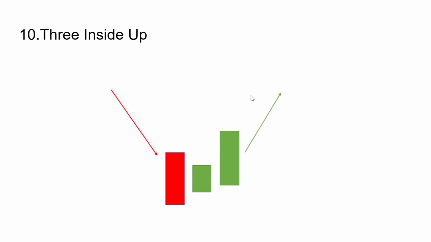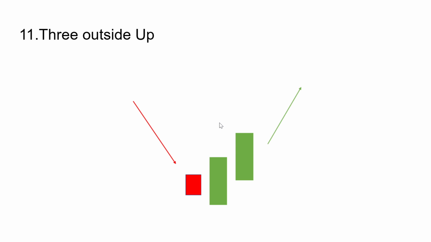The next is three inside up. This three inside up is again a multi candlestick pattern formed by three candles. So this is quite an extension of the bullish harami. So what was the bullish harami? You are having a red candle. After the red candle, you are having a small bullish candle. So this bullish harami pattern is confirmed by this big green candle. So when this pattern is confirmed at the bottom, you can go for buying by keeping the stop loss at the bottom of this green candle.